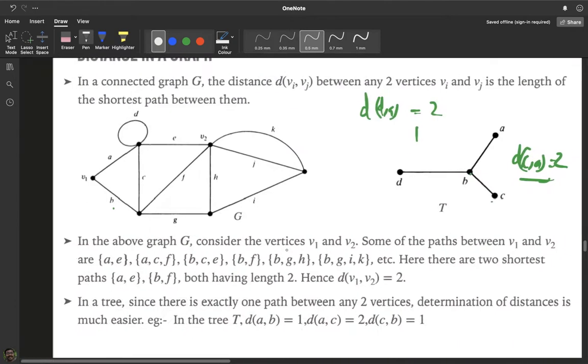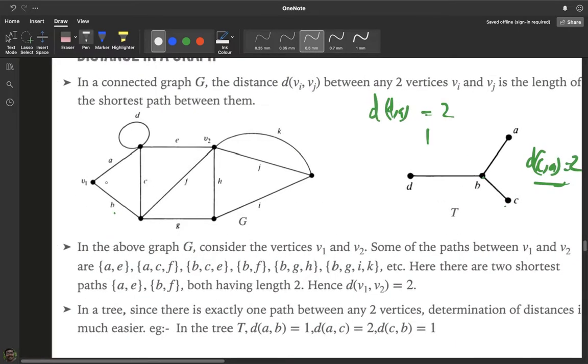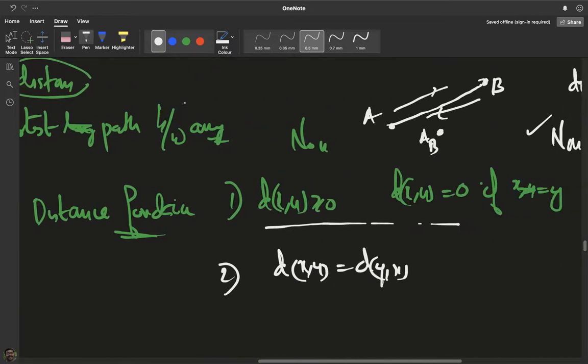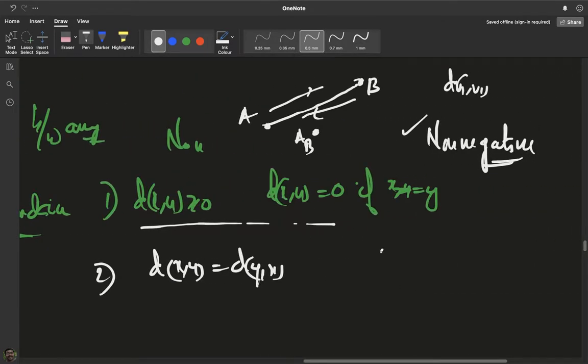Why? In the same graph, if you look at the distance between v1 and v2, it is 2, and the distance between v2 and v1 is also 2. The shortest path from v1 to v2 can be reversed, changing the order of the edges, to get the shortest path from v2 to v1. So the distance between v1 and v2 is the same as the distance between v2 and v1. This is called the symmetric condition, which you have studied already in relations.